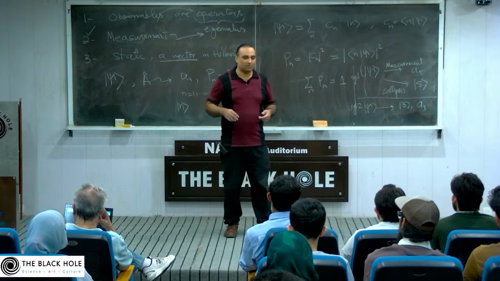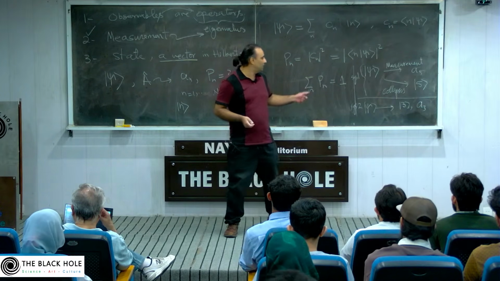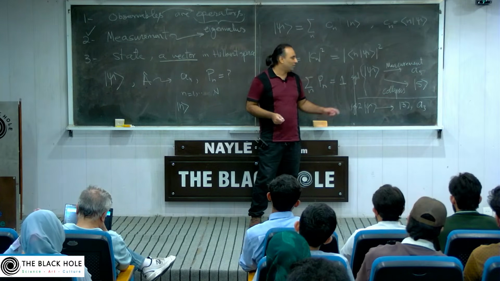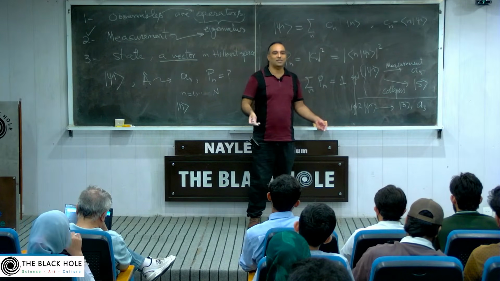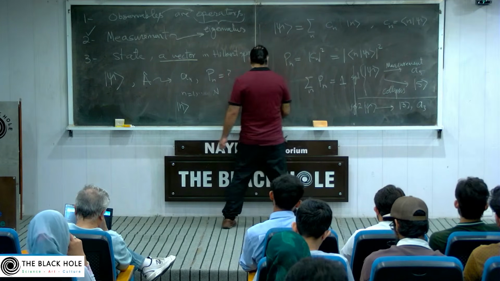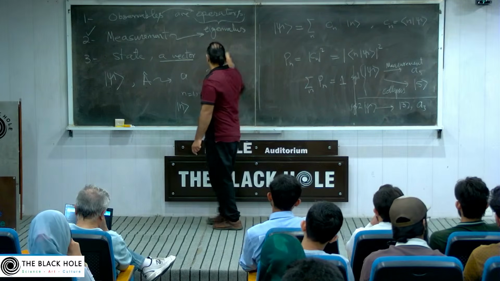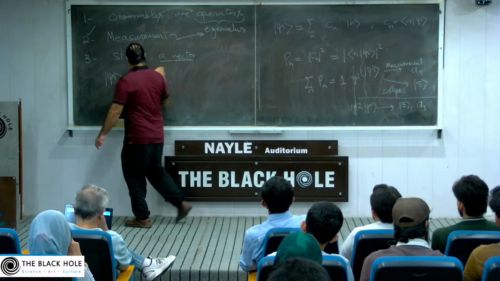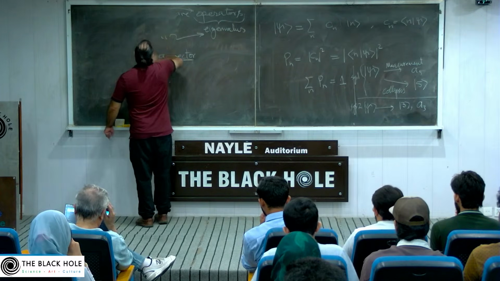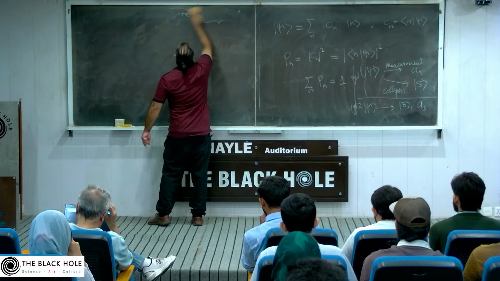So now, if things happen like this, suppose there are 10 states, and you have a probability distribution for these states, then what happens?